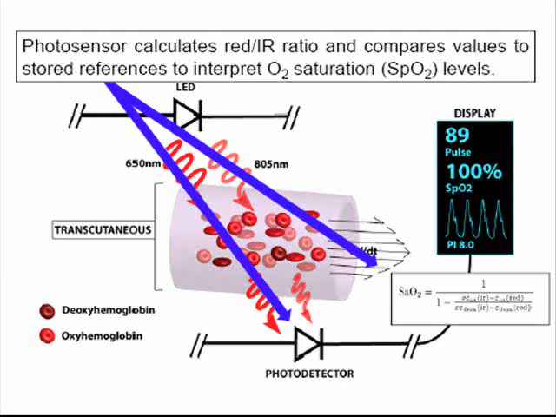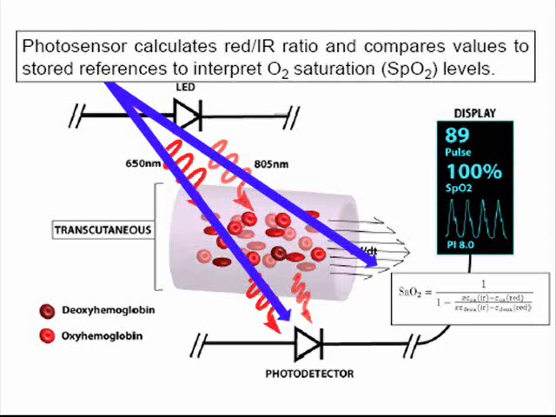Therefore, the amount of light that makes it through, the ratio of red versus infrared, determines how much of the blood is oxygenated. Additionally, the device also interprets the sample as pulsatile versus non-pulsatile to differentiate between arterial versus venous blood, where venous blood is not pulsatile.